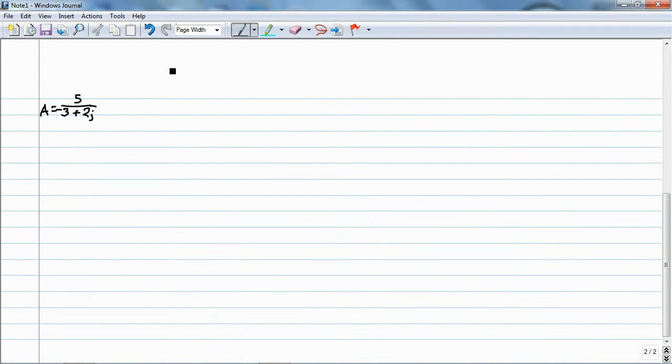So our complex conjugate. Remember, we changed the sign of the term that has the j in it, so we have minus 3 minus 2j, and we're just going to multiply this term for a by 1 in the form of minus 3 minus 2j over minus 3 minus 2j.